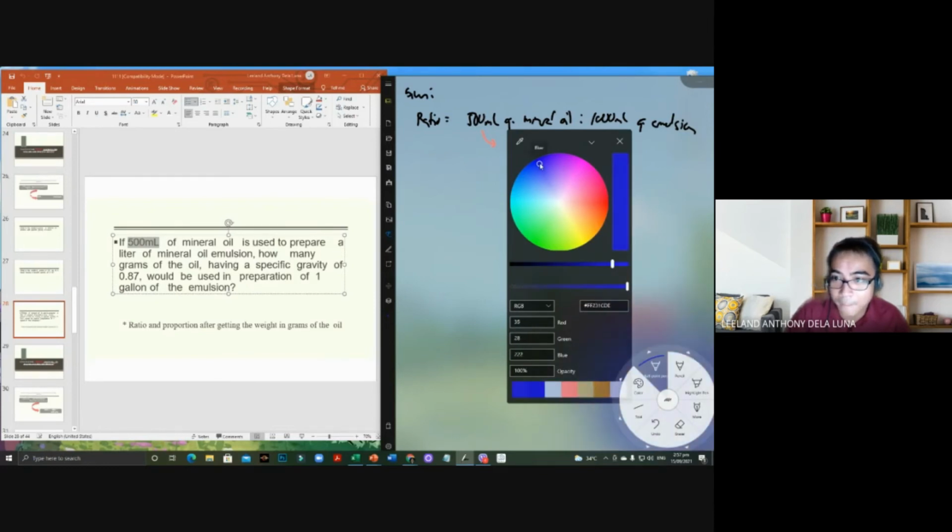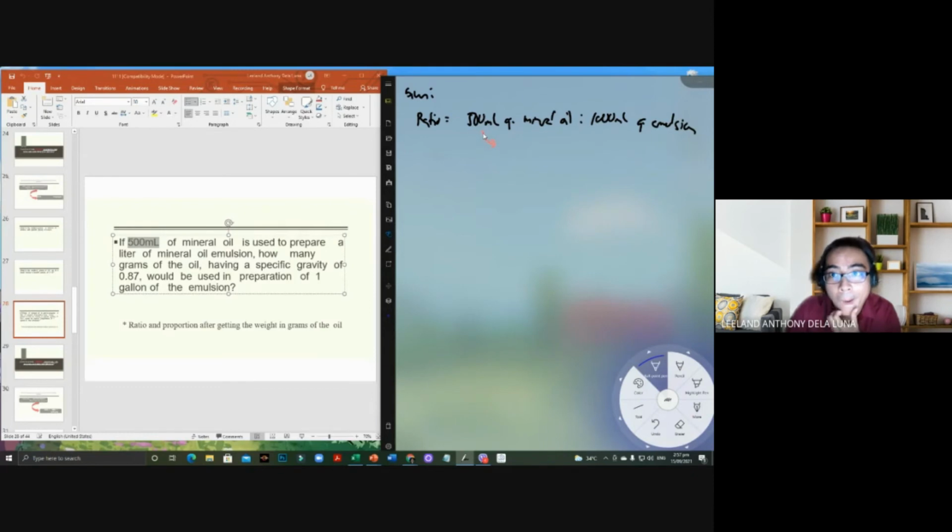Blue na lang. Okay, 500 ml na 'to, convert ko na 'to into grams. And how do I do that? Since I already have specific gravity, which is equivalent to 0.87, ang sabi natin, class, it's the same as your density na, grams per ml. So, ang 500 ml ko, gusto ko i-convert into weight. So, how do I do this?